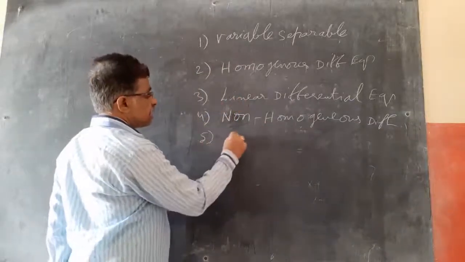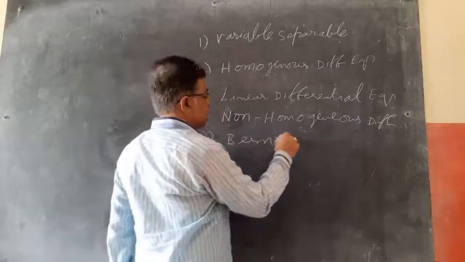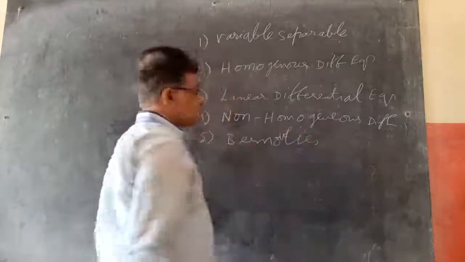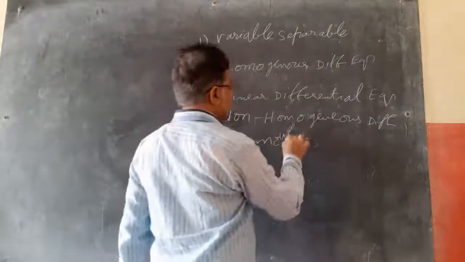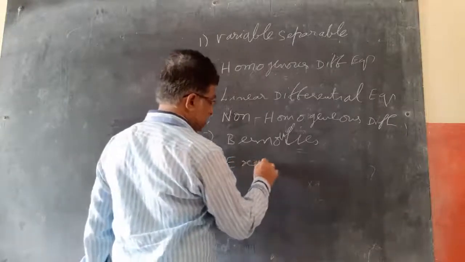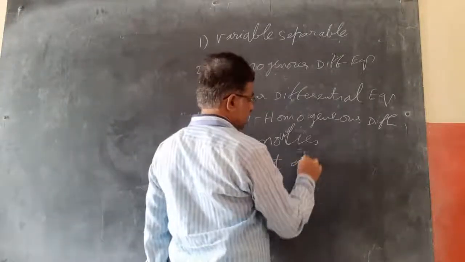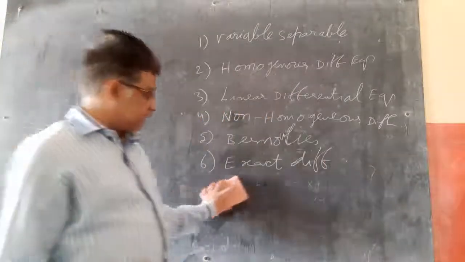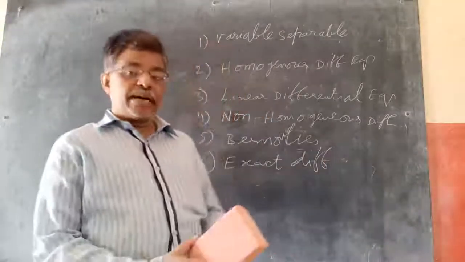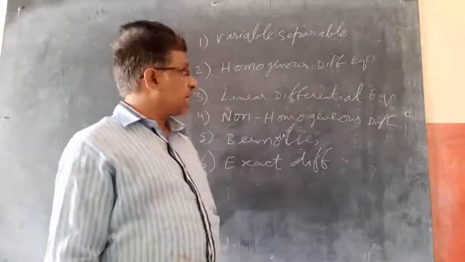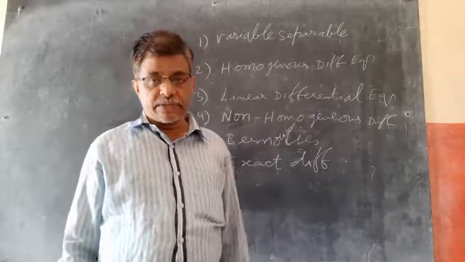And the fifth one is Bernoulli's equation. Next, the sixth one is exact differential equations. And the seventh one is equations that can be converted into exact. Like that, there are different types of first order, first degree differential equations.